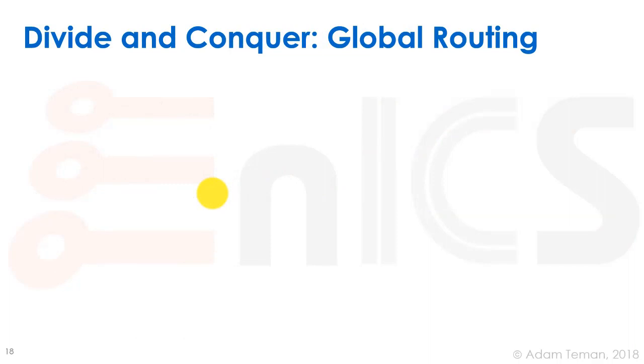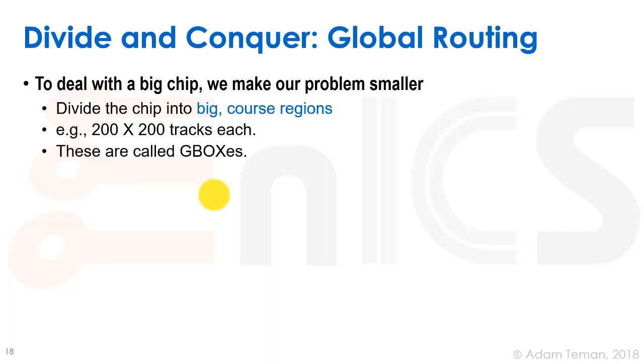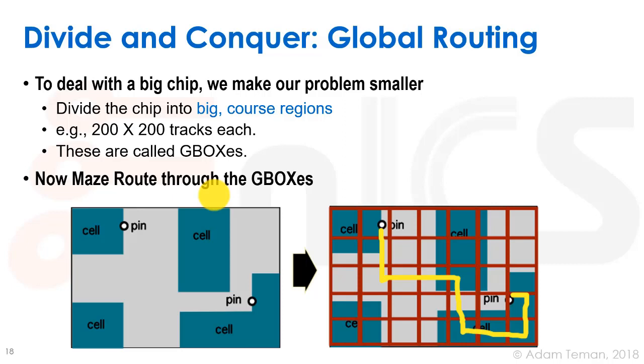Well, how are we going to do this in practice then? Of course, what we're going to do is try to make our problem much smaller. And that we do by dividing and conquering, or using a global step before our detailed step. And this is called global routing. So with a big chip or block, we're going to make our problem smaller by dividing the block into big coarse regions. For example, we'll take 200 by 200 tracks for each box and call it a G box or global box. Okay, and now we'll maze route the global boxes instead of maze routing the detailed box.